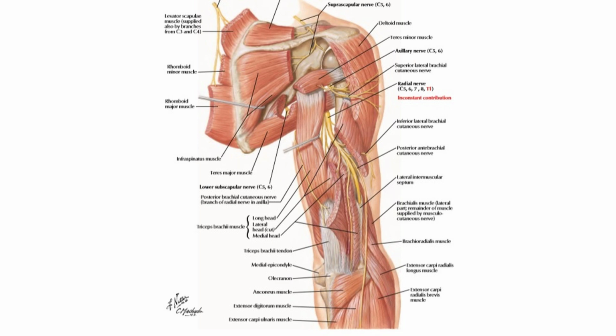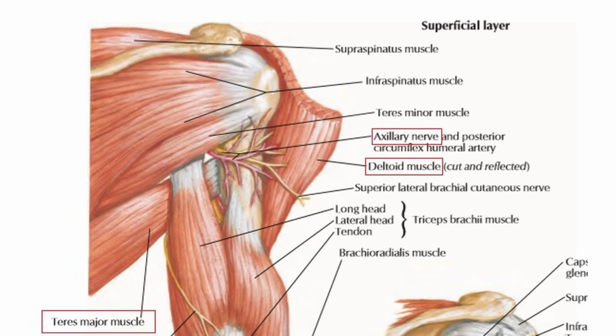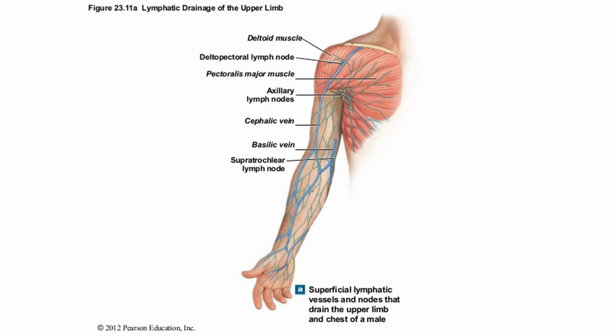The axillary artery, which follows the subclavian artery, begins at the lower border of the first rib. The pectoralis minor muscle divides it into three parts. It ends at the lower border of the teres major muscle to become the brachial artery.